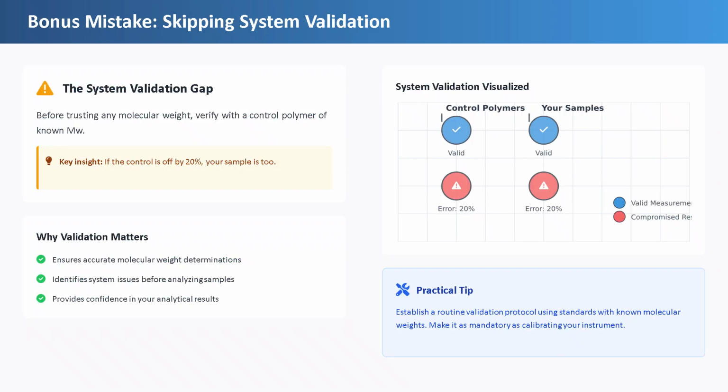Bonus mistake: skipping system validation. Before trusting any molecular weight measurement, you should always verify the system using a control polymer with a known molecular weight. If your system reads that control polymer 20% off from its actual value, you can be confident your real samples will be off by a similar margin. A simple validation routine can prevent entire days of misleading data and greatly increase confidence in your results.